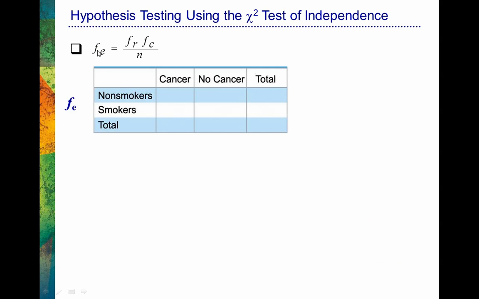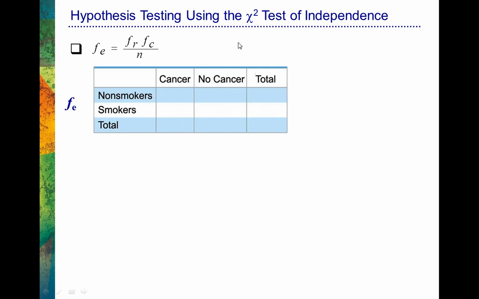Here's a little formula that we're going to use. Again, this represents the expected frequencies. What this is saying is, in the numerator, take the frequency for the row that you're interested in, multiply by the frequency for the column that you're interested in, and then divide by your overall sample size. We'll go through it and you'll see exactly what that means.